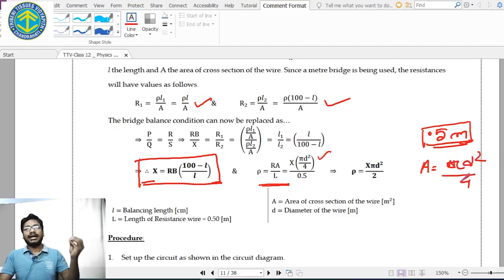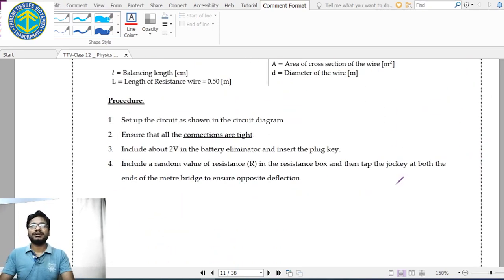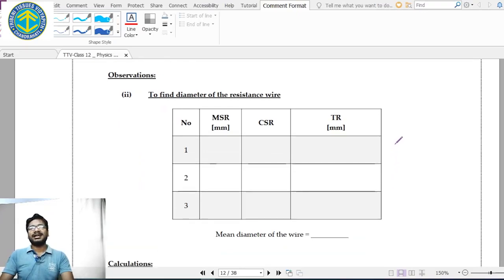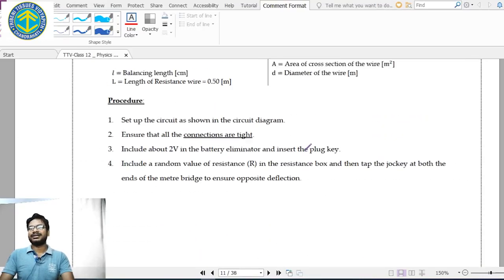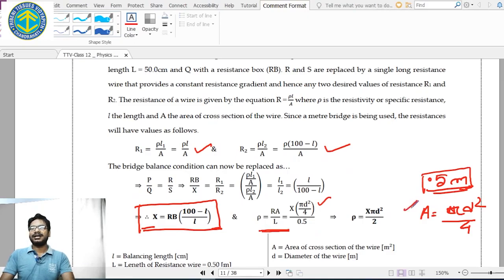Okay, now the diameter I have to find out by a screw gauge. So there should be another table. So what is the table? This is the table, and we have to find out the diameter of the wire by filling up this table. So the main scale reading we will fill up. For a wire, in most cases the main scale reading will be 0. So circular scale reading and total reading we will write, and we have to find out the diameter, and then we have to find out the area, and then we have to put the value, and using this equation we will find out the rho. Okay, so these are the things you have to do.